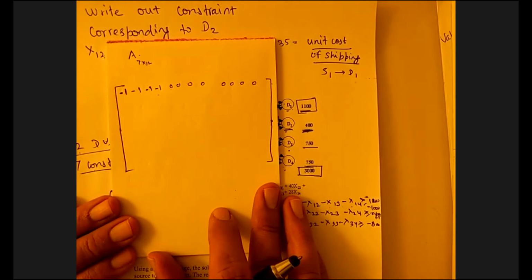And N is the number of DVs, decision variables. I have 12 of those, and I have 7 of those. So it's a 7 cross 12 matrix. And that's what I was trying to write out before my phone just shut down. So I'm trying to write for the first constraint.